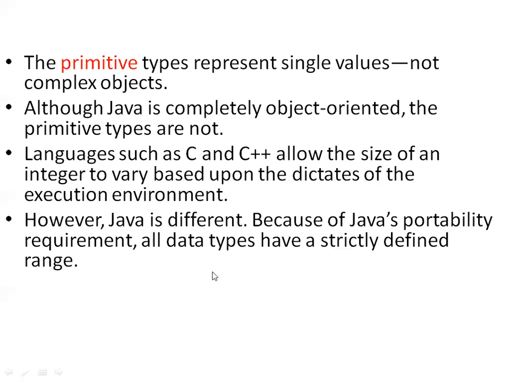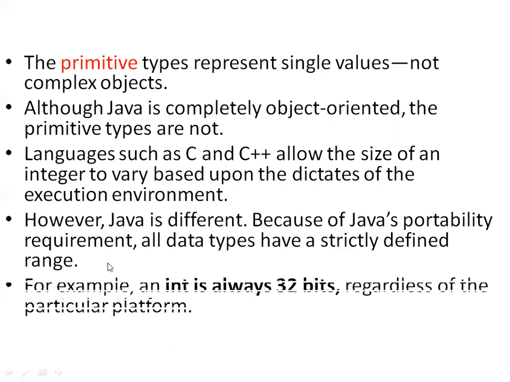So the JVM allocates memory for these primitive data types. For example, an int is always 32 bits in Java. That means when you declare a variable of type int, it takes 32 bits of memory, regardless of the particular platform. That is the beauty of Java. Whether you are running on a 16-bit, 32-bit or 64-bit platform, Java int is always 32 bits.